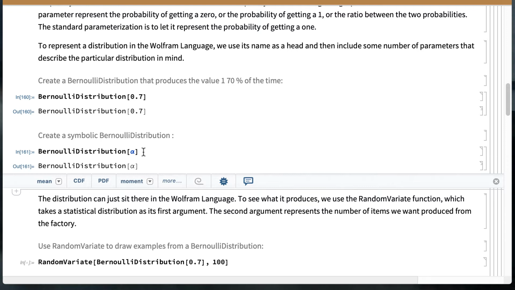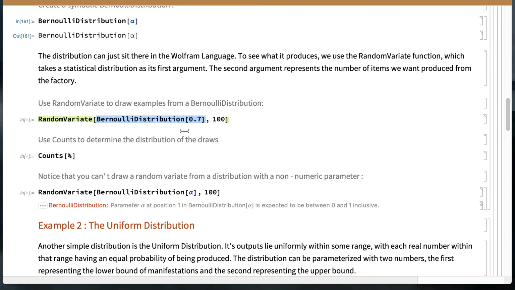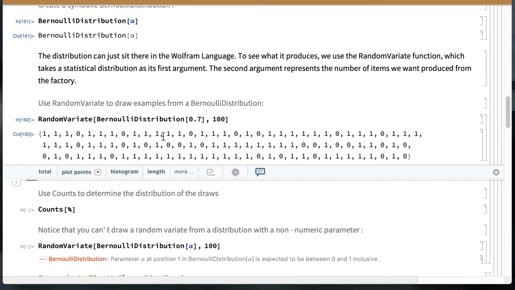Okay, so now we want the distribution to actually do something, and we want it to make products. And the function that has the distribution make products is called random variate. So what we do is we have two arguments. We have the distribution itself, and then we have how many outputs we want to see. That's the second argument. So let's produce 100 draws from the Bernoulli distribution firm, and the specific factory is one that produces 70% heads, or really ones. So there we are. If you look at it, it looks like there are about 70% ones.